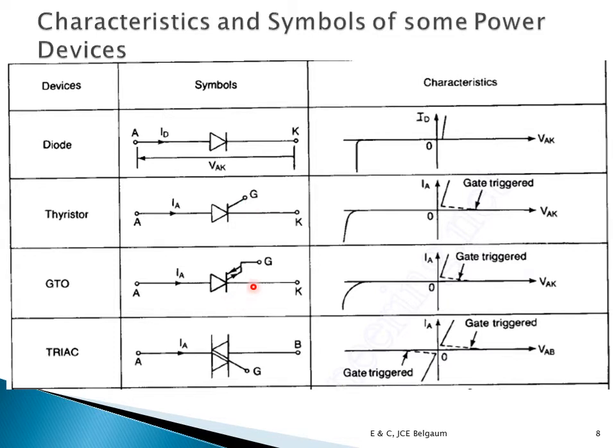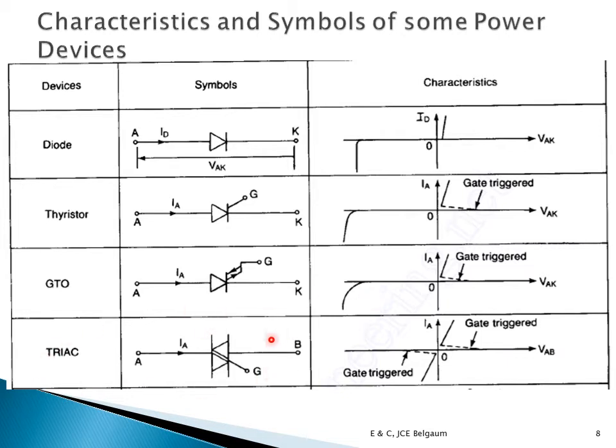Same thing will happen here, but here, if I want to turn it off, it is possible to turn off the device by giving a negative gate current. That means a current can be going in the reverse direction as turn on. So this is how your GTO is. If you see, all the SCRs will behave similarly characteristics-wise. It will have an on state in the first quadrant and an off state in the third quadrant. Now this is your triac.